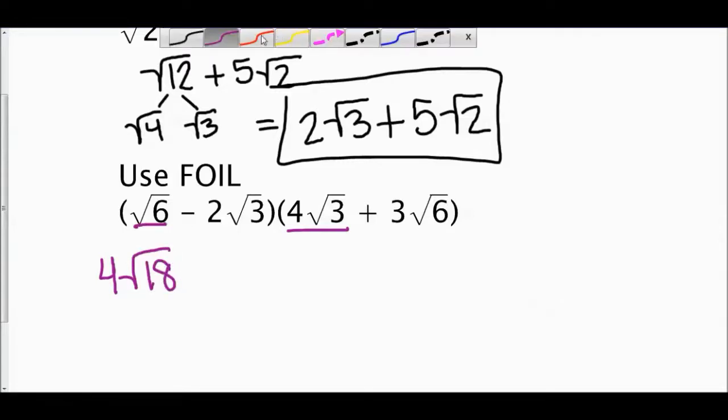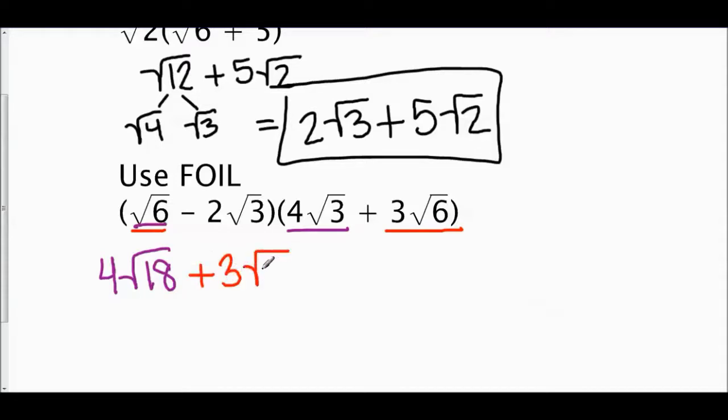For the outside terms, that's going to be square root of 6 times 3 times the square root of 6, so it's going to be 3 times the square root of 36. Let's pick up a different color. Now for the inside terms, that's going to be negative. Let's make sure you get that negative. Square root of 2, negative 2 times square root of 3 times 4 times square root of 3, which is going to be negative 8 square root of 9.